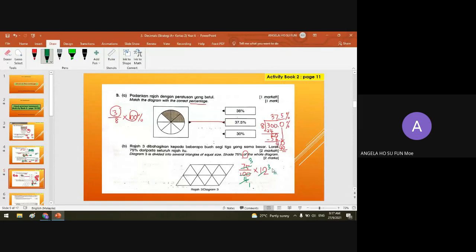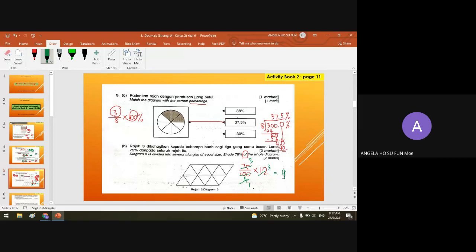3 times 3. What is your answer? Not 3 plus 3. 3 times 3. Although you at home already say 6, so the answer is 9. Okay, be careful. This is a common mistake that you will do. 3 times 3 is 9.